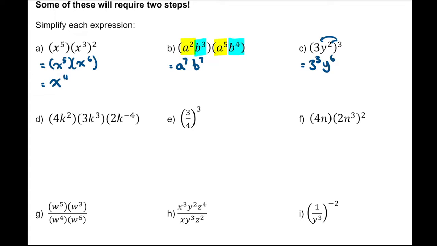And I can simplify the number because I can do 3 to the power of 3 and get 27, and then y to the power of 6 just stays the same.